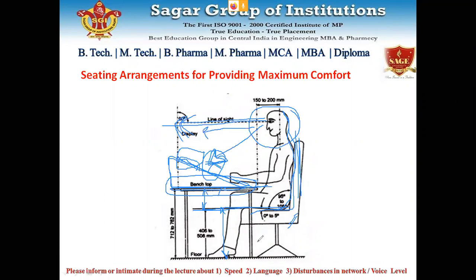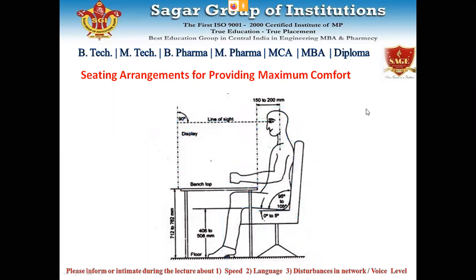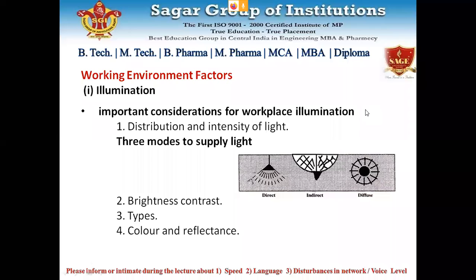Now let us discuss working environmental factors. Some working environmental factors are there which one has to take care of while designing the work environment or workspace. So number one is illumination, that is light. Light plays an important role in most of the industries and most of the construction part.